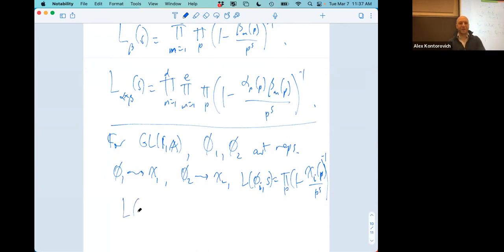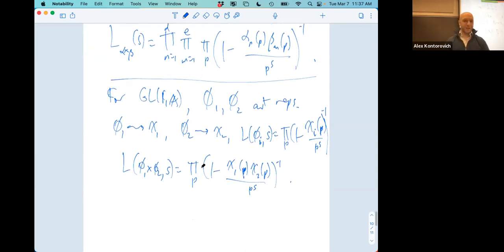Okay, so the L function of the Rankin-Selberg product will be 1 times 1. It'll be degree D times E, but 1 times 1 is still 1, of 1 minus chi1 of P times chi2 of P over P to the S, inverse. I'm putting P's where they don't belong. Okay, so this is what this L function is. Can we find this L function by some kind of global integral?